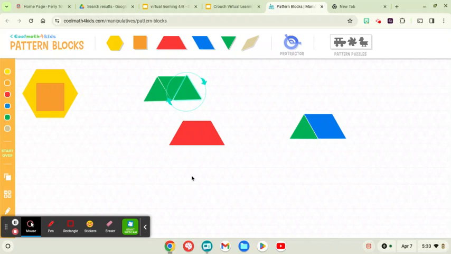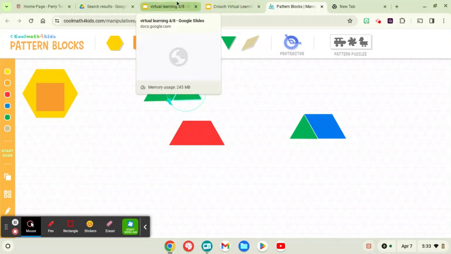Remember, when we are making shapes out of other shapes, we're composing shapes. Okay, just like in music, there's composers that make music. We are composing shapes. We're making shapes. We're just using other shapes to help us.